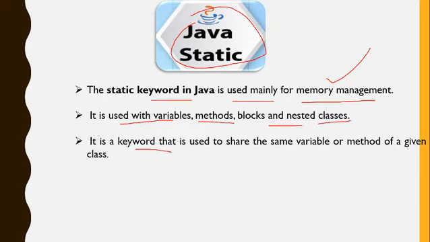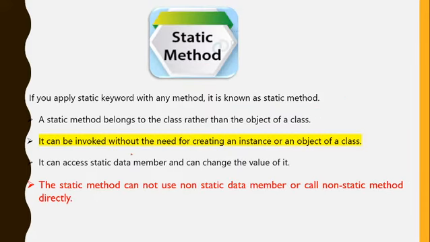It is a keyword used to share the same variable or method of a given class. It means if in a class you have declared a static variable or a static method, that can be used throughout the application, throughout the program. Now I want to give you one example of this Java static keyword through the static method. So first let me explain about the static method.